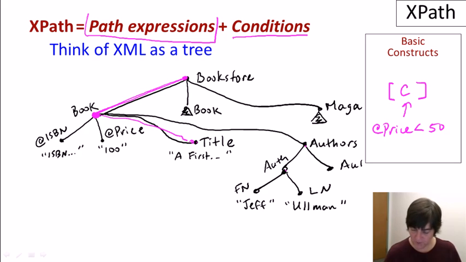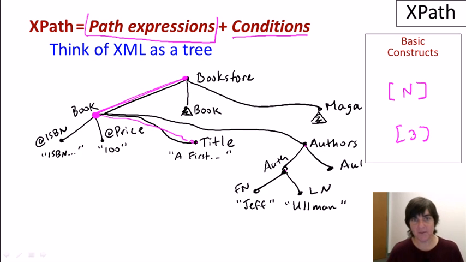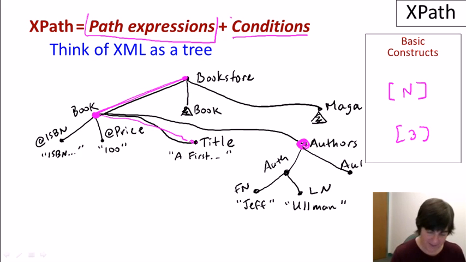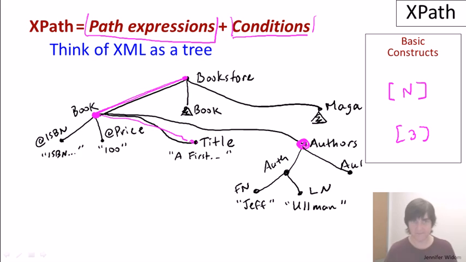Now, we shouldn't confuse putting a condition in a square bracket with putting a number in a square bracket. If we put a number n in a square bracket, for example, if I write 3, that is not a condition, but rather it matches the nth sub-element of the current element. For example, if we were here at authors and we put auth[2], then we would match the second auth sub-element of the authors. There are many, many other constructs. This just gives the basic flavor of the constructs for creating path expressions and evaluating conditions.